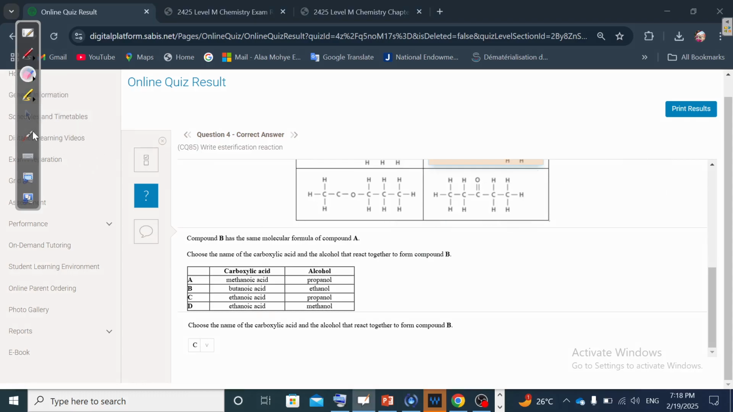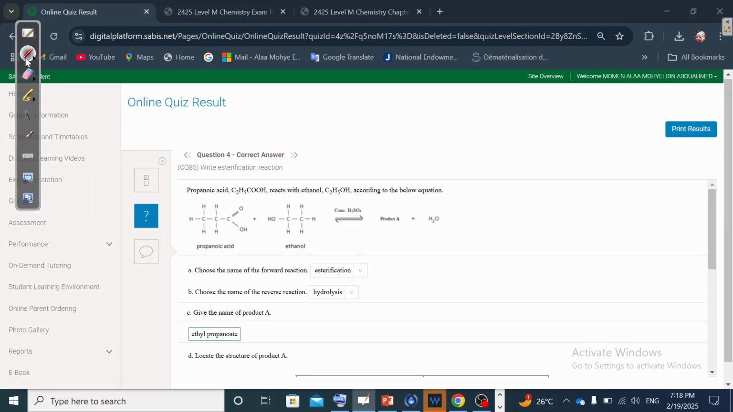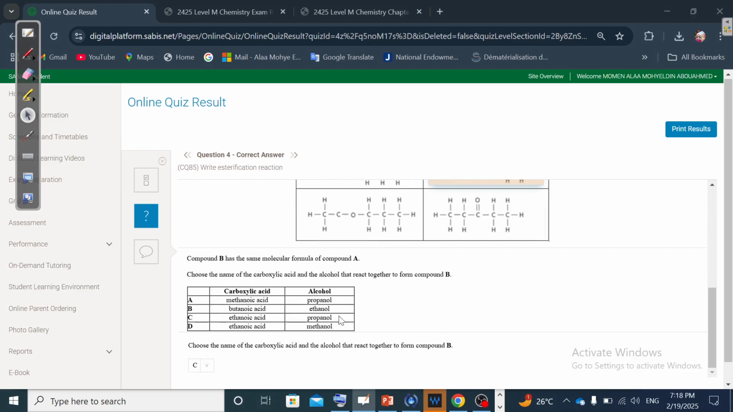Compound B has the same molecular formula as compound A. Choose the name of the carboxylic acid and the alcohol that react together to form compound B. So as you can see here, I have ethanol and propanoic acid. I can do ethanoic acid and propanoate. Propanol, sorry. So propanol and ethanoic acid, which is C.